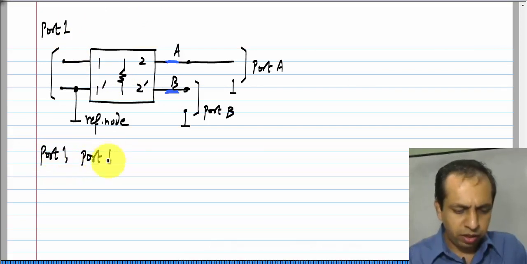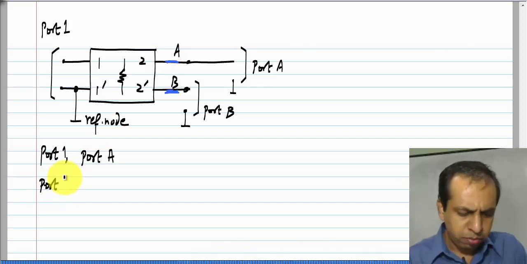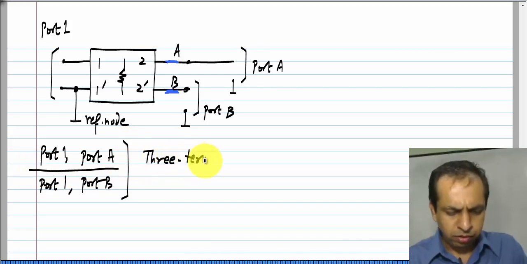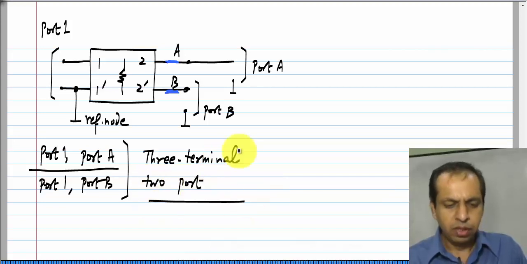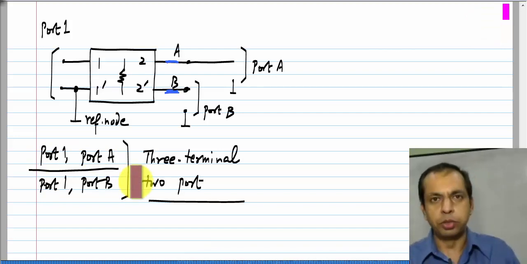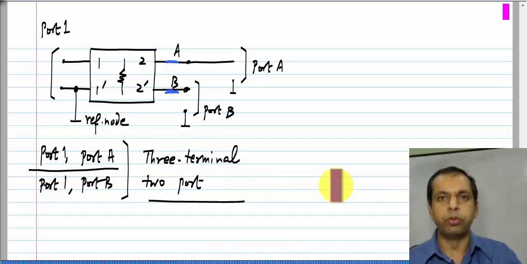So, now if I take any two of these, so let us say port 1 and port A or port 1 and port B. So, each of these is a 3 terminal 2 port. Remember, the network is resistive. I can define the ports anywhere I want. The ports given to me are between 2 and 2 prime, and I will eventually prove reciprocity for that port. But I am now defining two other ports with the same common terminal as port 1. So, I can take any two of these ports and use my earlier result for 3 terminal 2 ports.